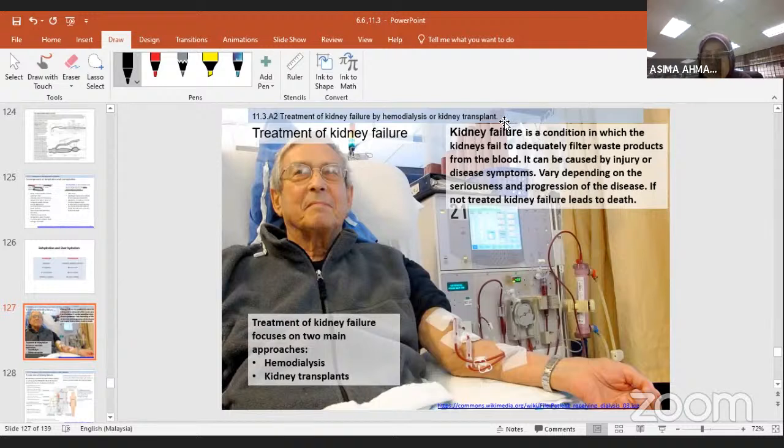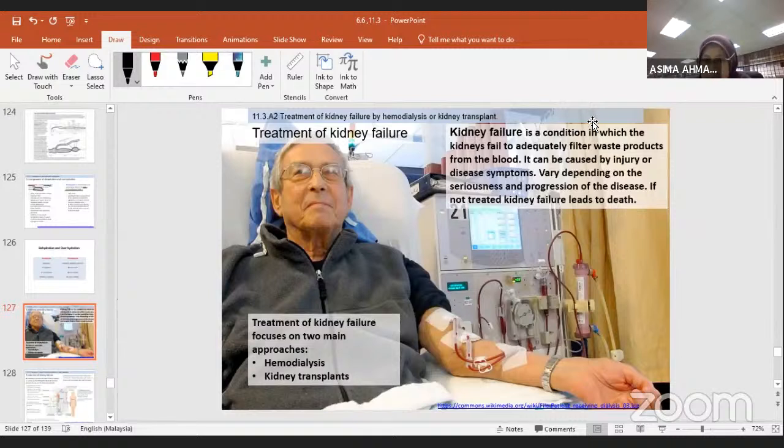But of course, kidney transplant you need to wait. Alright, need to wait for suitable kidney, ada donor, right? Then only it can be carried out. So maksudnya more practical adalah hemodialysis lah. Alright, so treatment of kidney failure focuses on two main approaches. Alright, so one is hemodialysis and another is kidney transplants.